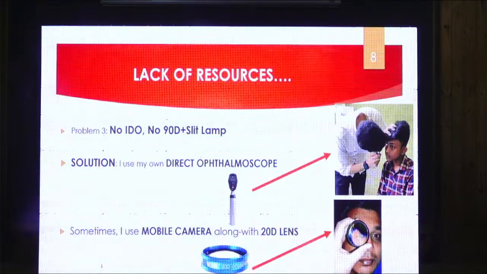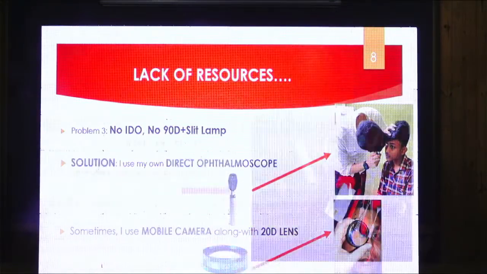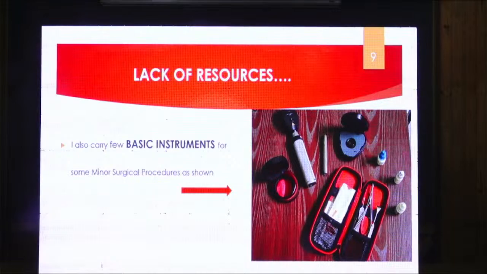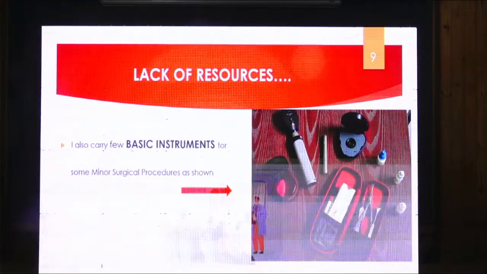Sometimes I also use a mobile camera along with a 20 diopter lens to see a panoramic view of the posterior segment. Like I have shown, we also use some basic instruments we carry with us for minor surgical procedures, like these lenses that I have shown, and a few forceps.